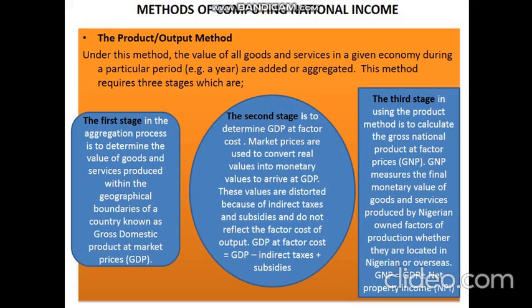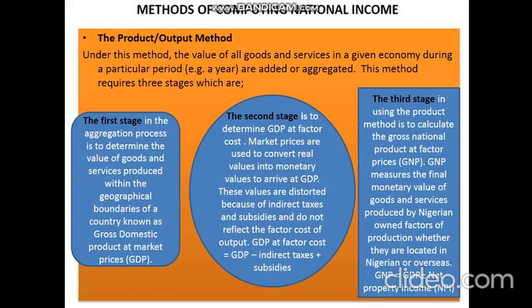The second stage is to determine GDP at factor cost. Market prices are used to convert real values into monetary values to arrive at GDP. These values are distorted because of indirect taxes and subsidies and do not reflect the factor cost of output. GDP at factor cost equals GDP minus indirect taxes plus subsidies.